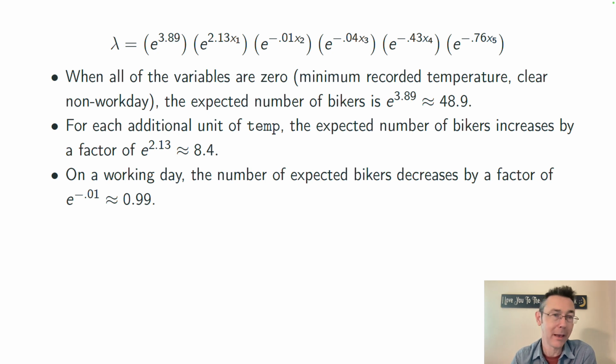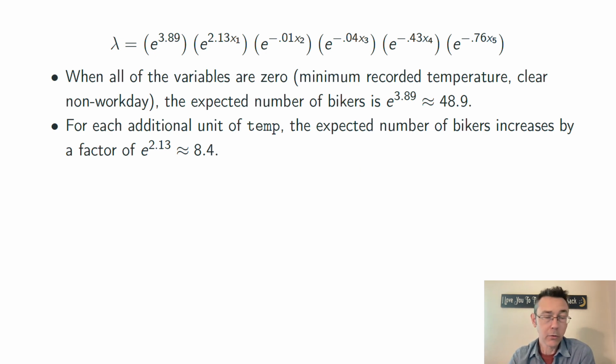And, as you'd expect, the number of expected bikers decreases. Now, one interesting point here is that the number of expected bikers decreases by only 1%. It changes by a factor of 0.99. So whether or not it's a working day doesn't make a huge difference in the number of bikes that are rented. One reason might be that some people are using their bikes to commute.